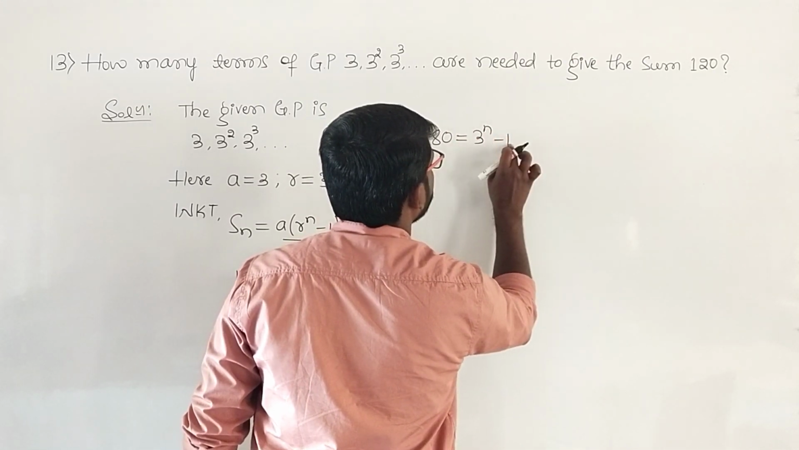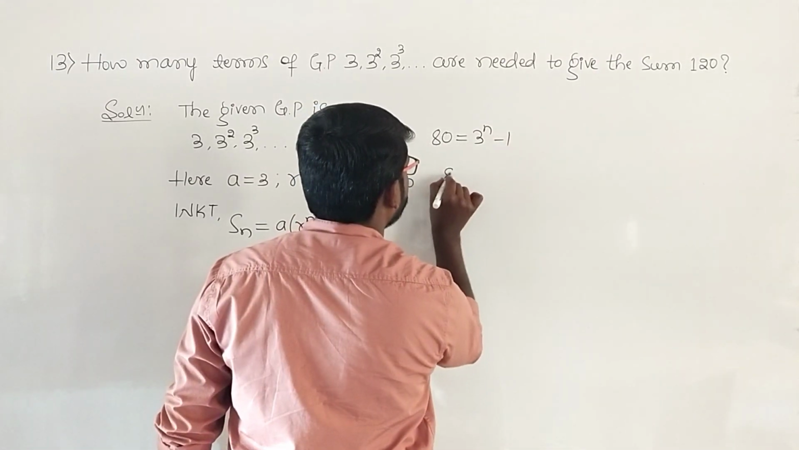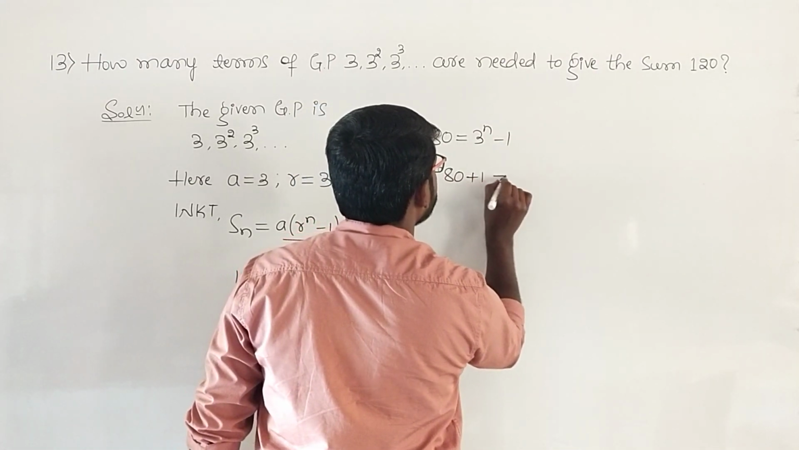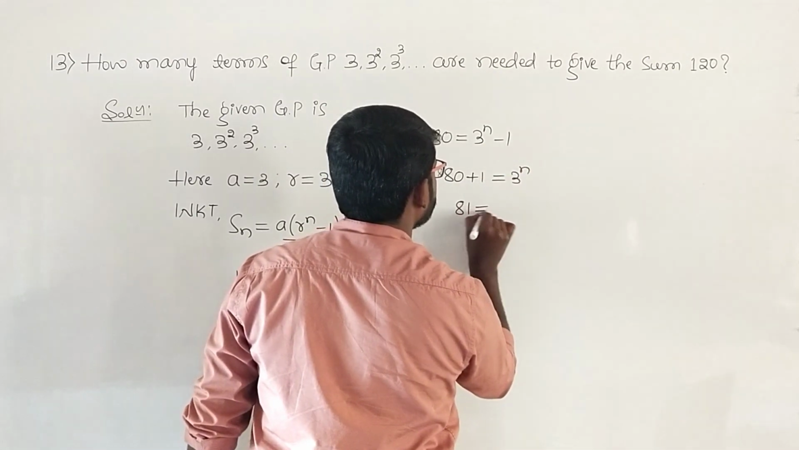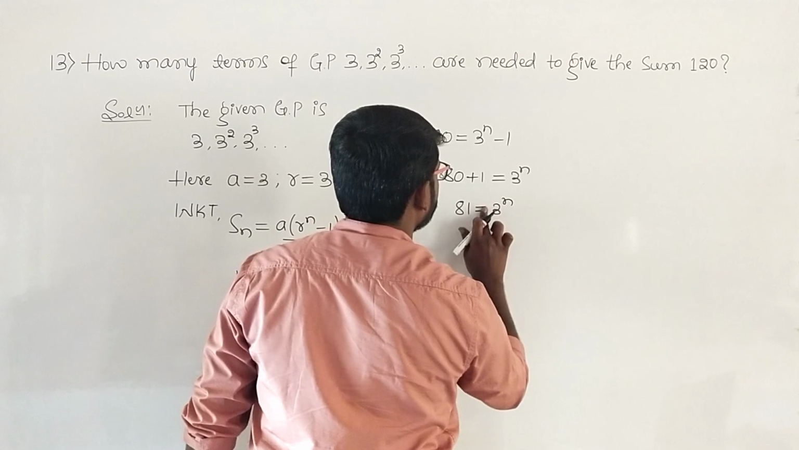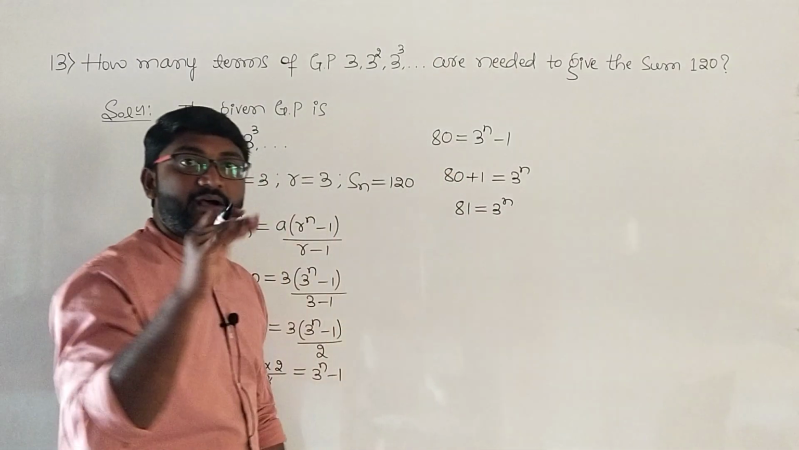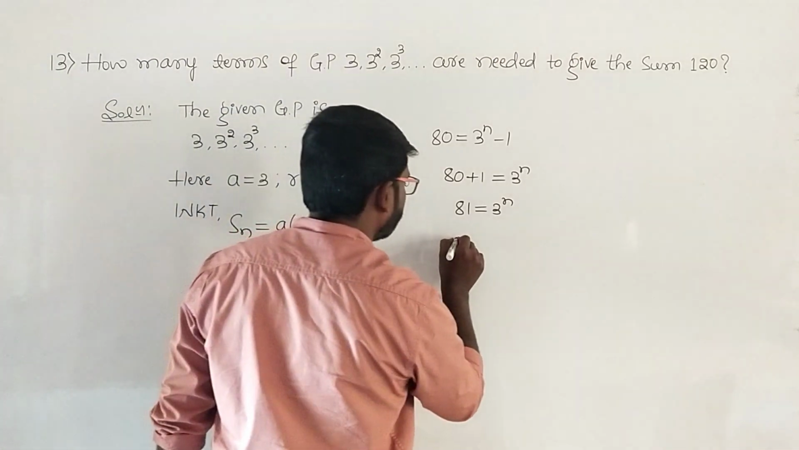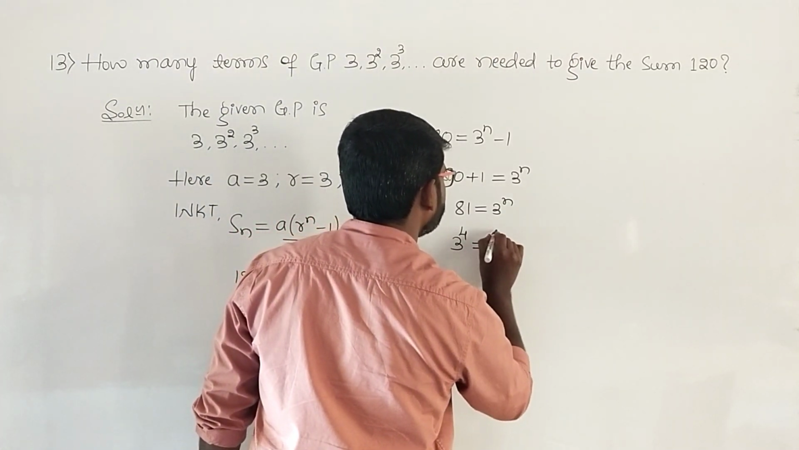Now take minus 1 to the left hand side, it becomes plus 1. You get 80 plus 1 is equals to 3 power n, or 81 which is equals to 3 power n. What is 81? 81 can be written as 3 to the power 4. So here 3 raised to 4 is equals to 3 raised to n.